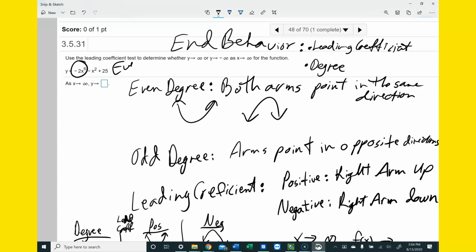It's even and it's negative, right? Even degree, negative leading coefficient. So that means it's going to point like this. So as x approaches infinity, y approaches negative infinity. And that's the answer.